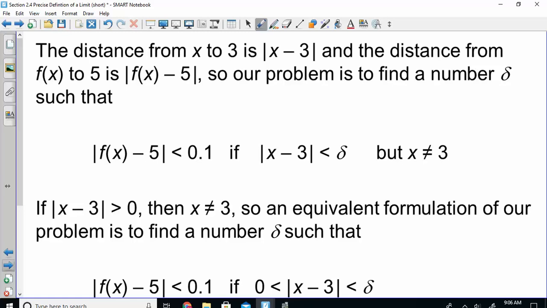So here's our first Greek letter. We have to find a number. That symbol is called delta. It's just a Greek letter. It's just a variable. So we have to find a delta so that the distance between your function and 5 is less than 1/10 if the distance between x and 3 is less than delta. So, does my x have to be within 1/100 or 1/10 or what? We're finding that amount.